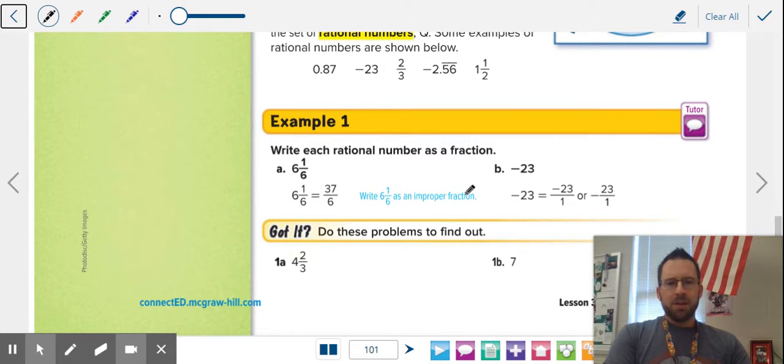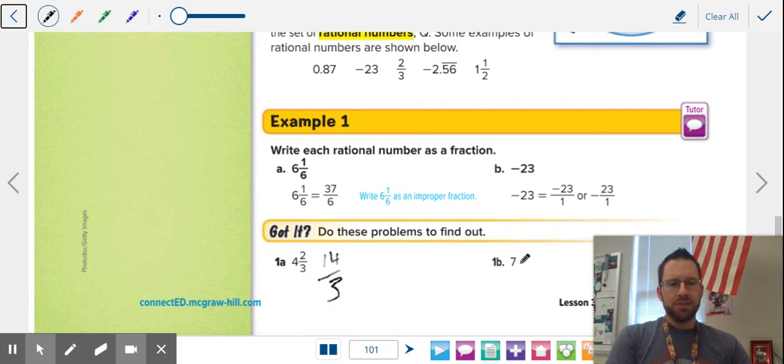So first up, write each rational number as a fraction. Okay, so how do we convert a mixed number into a fraction, an improper fraction? Easy peasy. You take the amount of wholes times what the denominator is. 4 times 3 is 12, plus 2 is 14. Leave the denominator alone. The reason why we do this is because when you multiply fractions, you want them improper. Multiplying a mixed number by something else is not good, not okay. Don't do it.